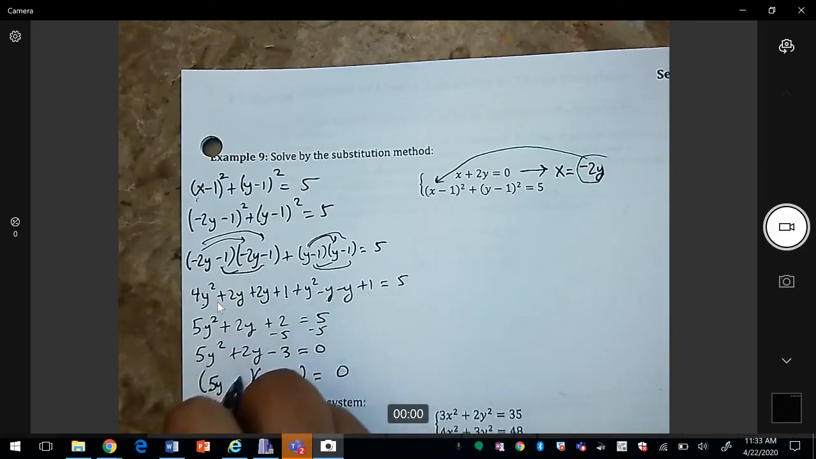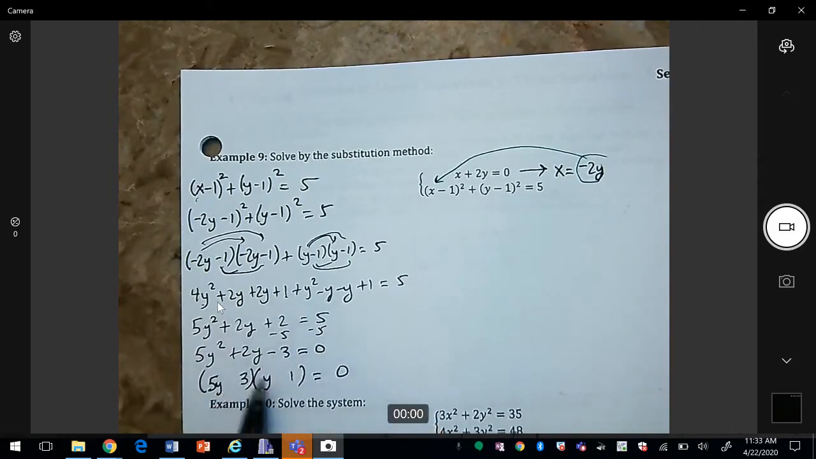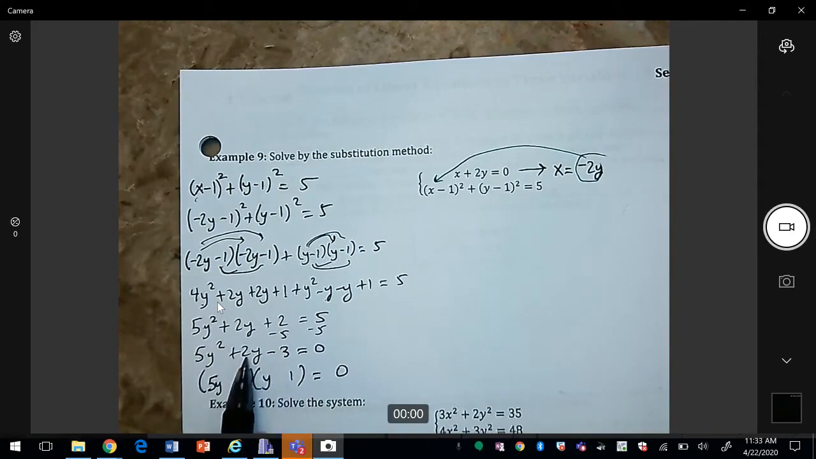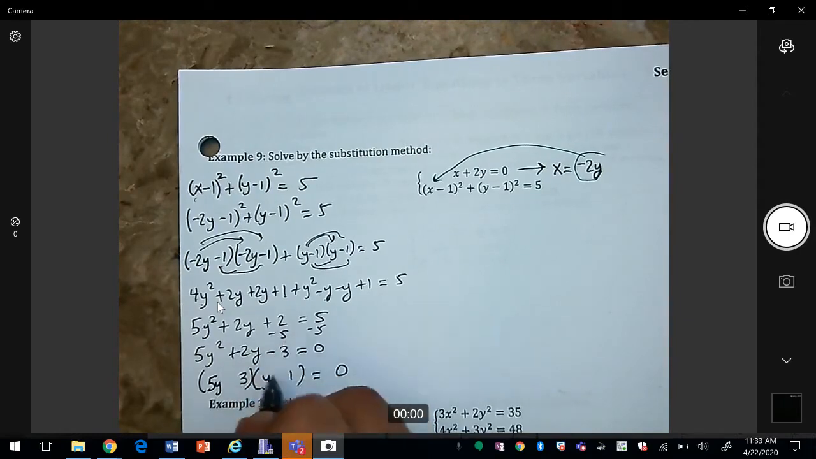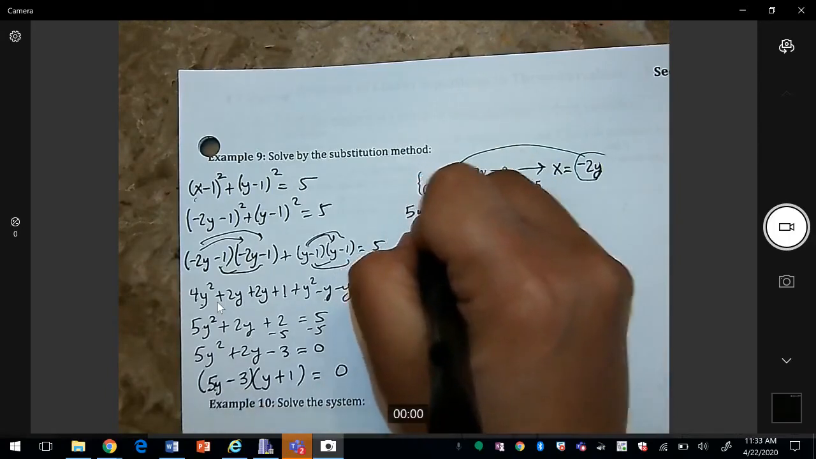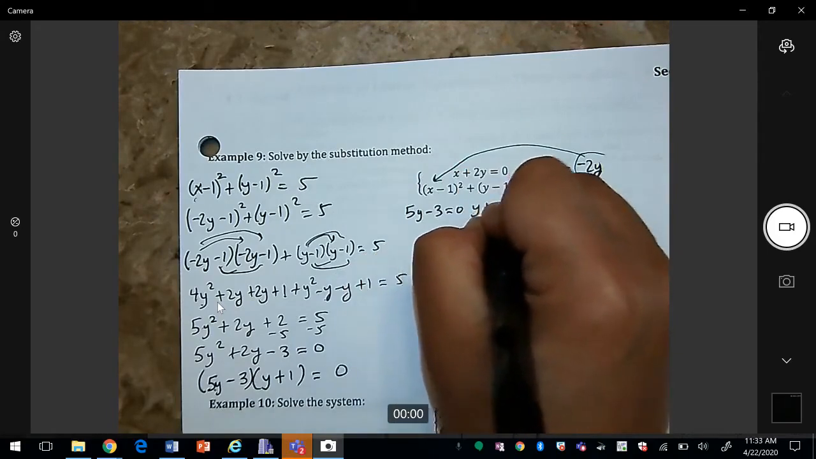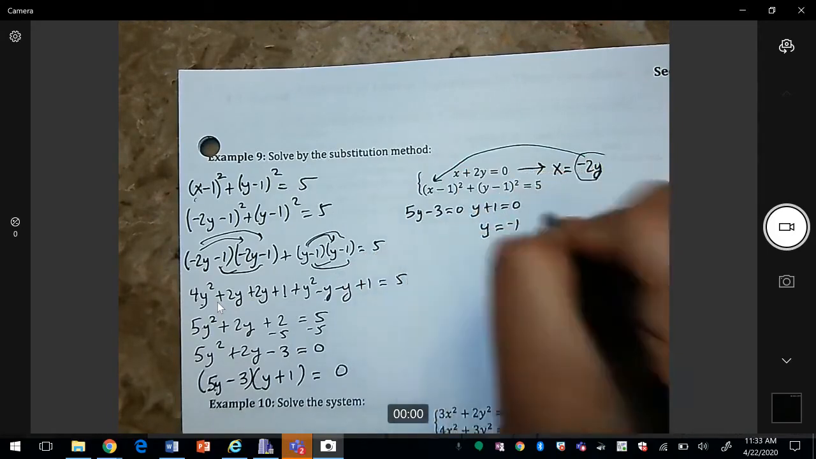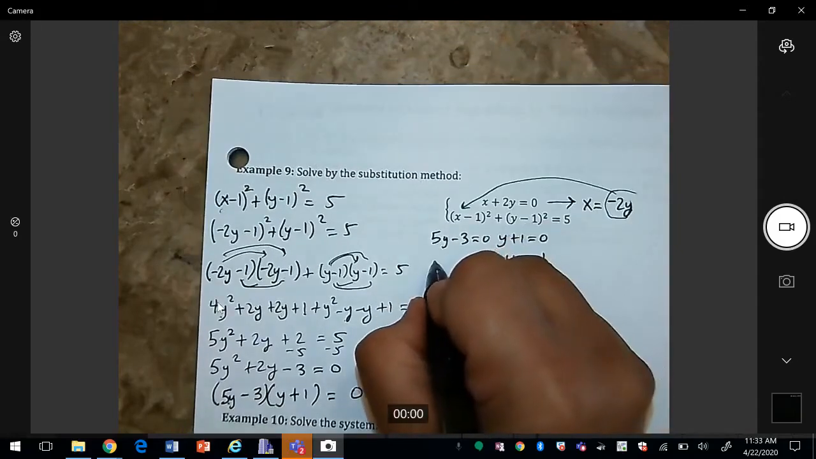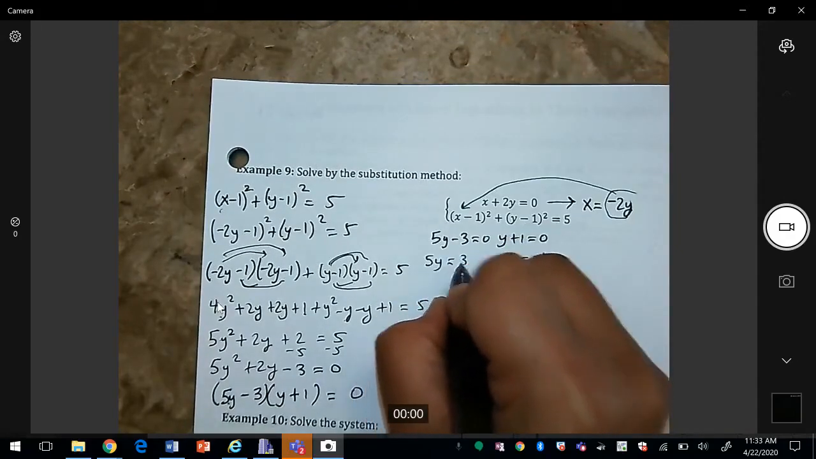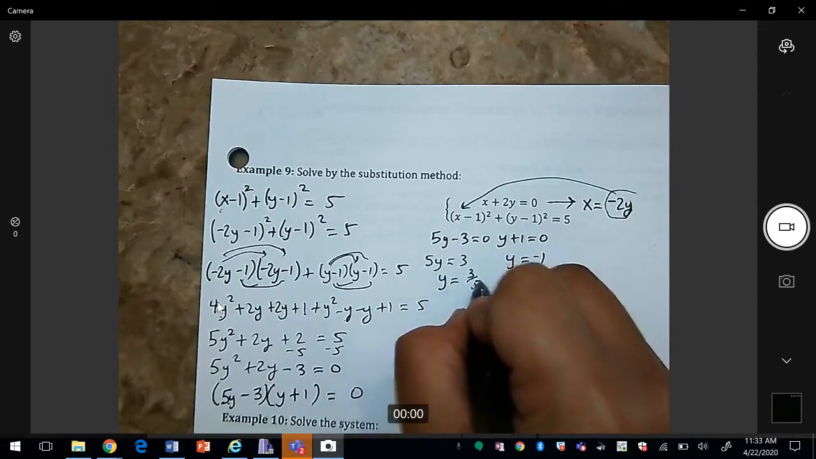And so here we would have 3 times 1 is 3. I need this to be negative, so one sign would be negative, one would be positive. The 2 has to be positive, so the bigger value should be positive. 5y times 1 is bigger than 3y. And so I can set each factor equal to 0. So y is equal to negative 1. And y is equal to 3/5.